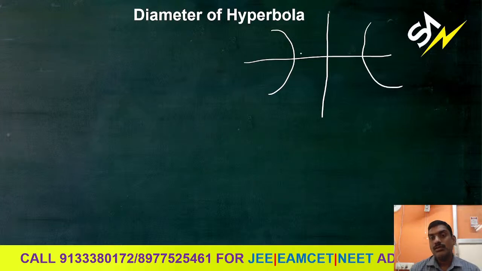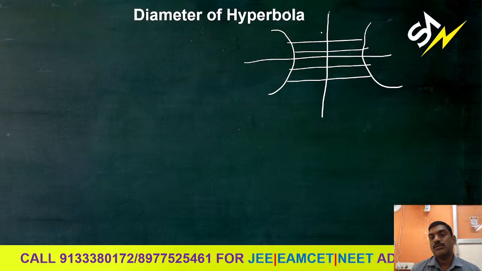Okay, so these are the parallel curves, right? For all these parallel curves, suppose these are the midpoints. With these midpoints, this is called the diameter of the hyperbola. Okay.